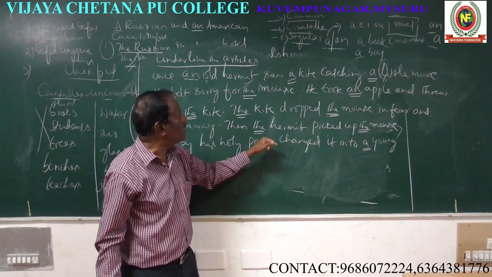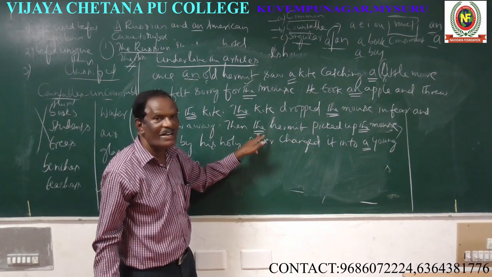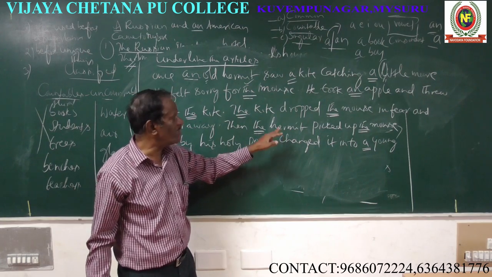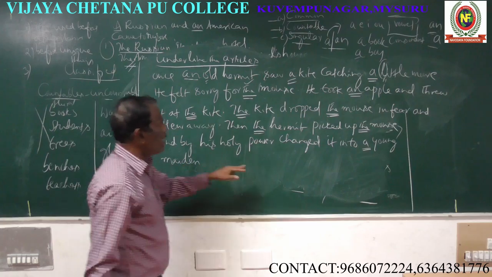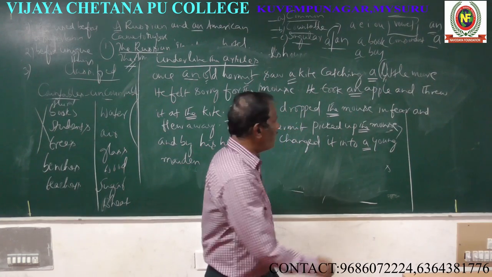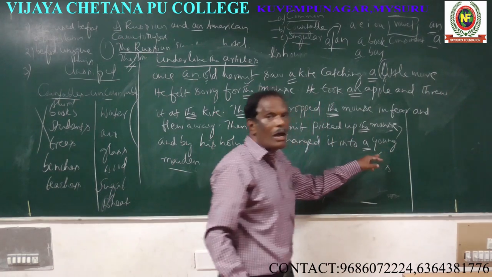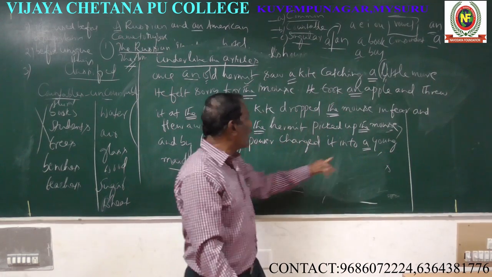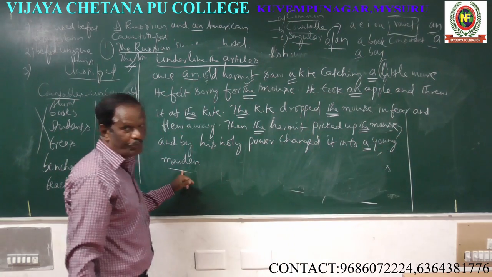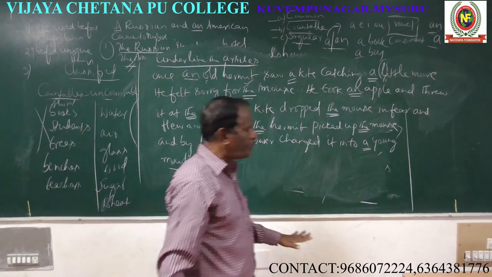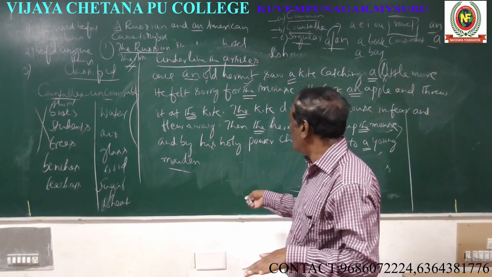Then the hermit. The second time we are talking about the hermit; hermit has come in the first line. The definite article is used as it is definite for us. Picked up the mouse, again definite. Again here, a young maiden. First time we are using it. Singular, countable, common noun. A consonant sound is there, young, an adjective. So now it's very clear to you what articles are.